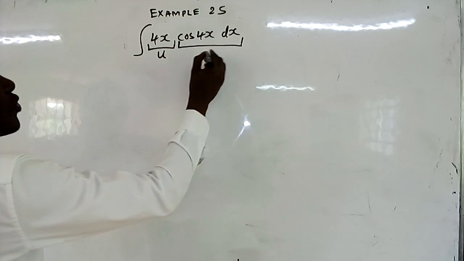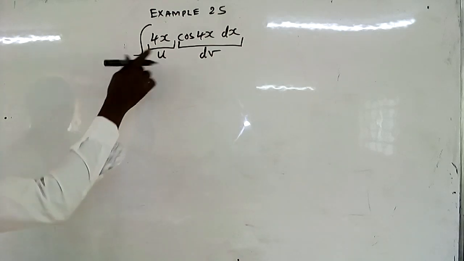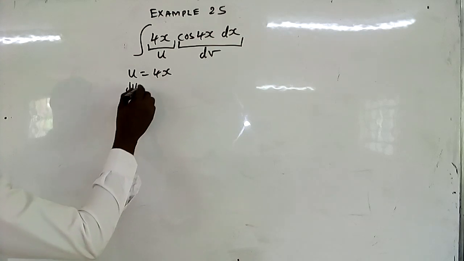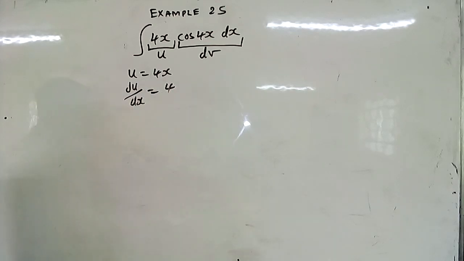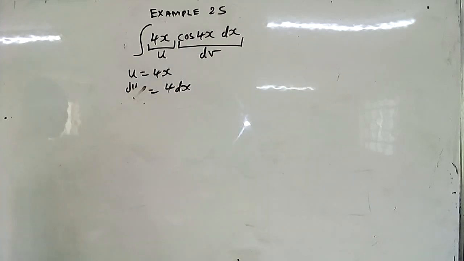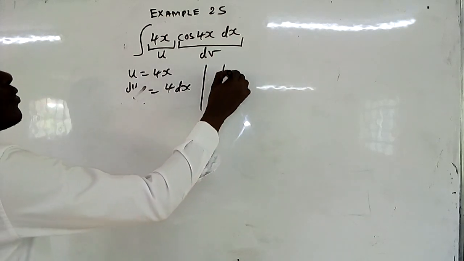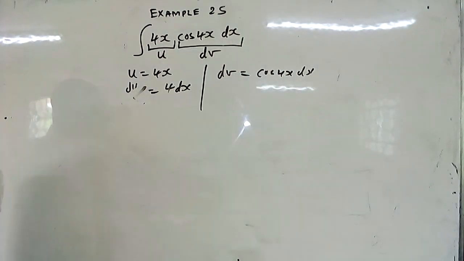Then the whole of cos 4x dx is dv, isn't it? Are we together? So that is integration by parts when you have a product of two functions. So u is 4x. If you differentiate u with respect to x, you get du over dx equals 4. You take dx to the other side, you get du is equals to 4 dx. Then you've said dv is cos 4x dx.